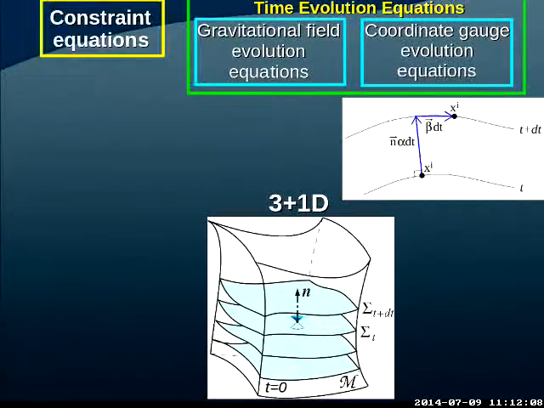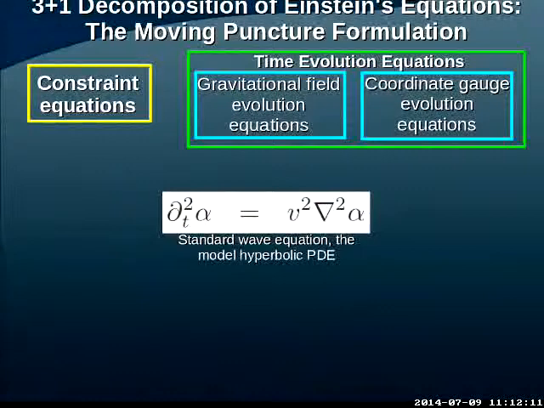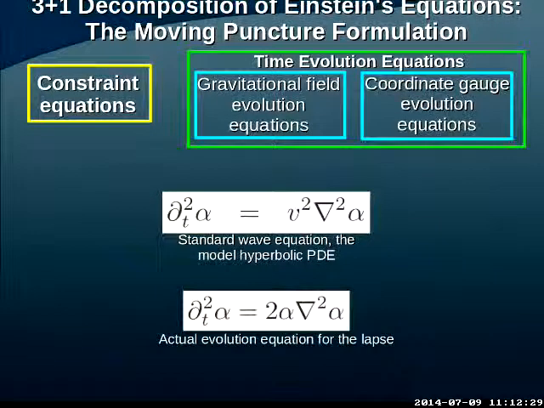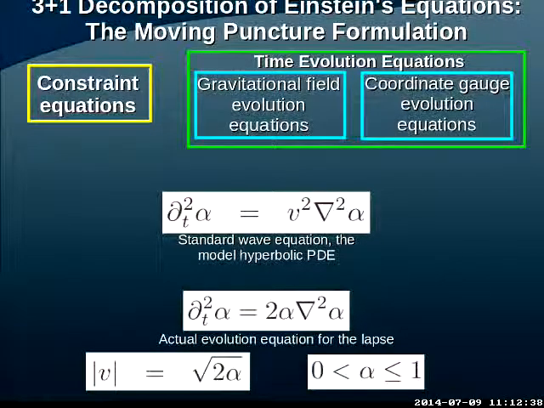Let's take a closer look at this 3+1 decomposition of Einstein's equations. As a reminder, the standard hyperbolic PDE is the wave equation, which describes the propagation of a wave through space and time. In fact, the time evolution equation for the lapse in the moving puncture formulation takes this basic form in a principal part analysis. Now here's the actual principal part equation governing the dynamics of the lapse. Notice the wave speed v, in this case, is the square root of 2 times alpha. Alpha is a quantity that goes from nearly 0 in the strong field region around the black holes very quickly to a number approaching 1 as you get away from the strong field region.